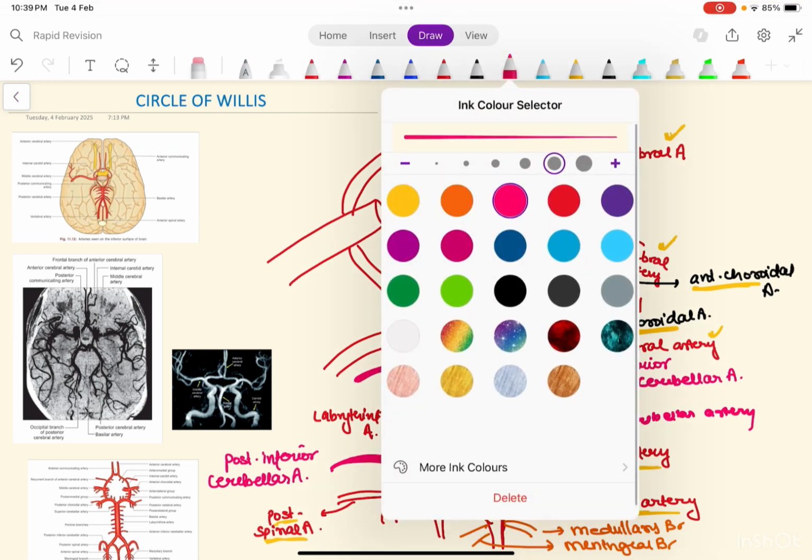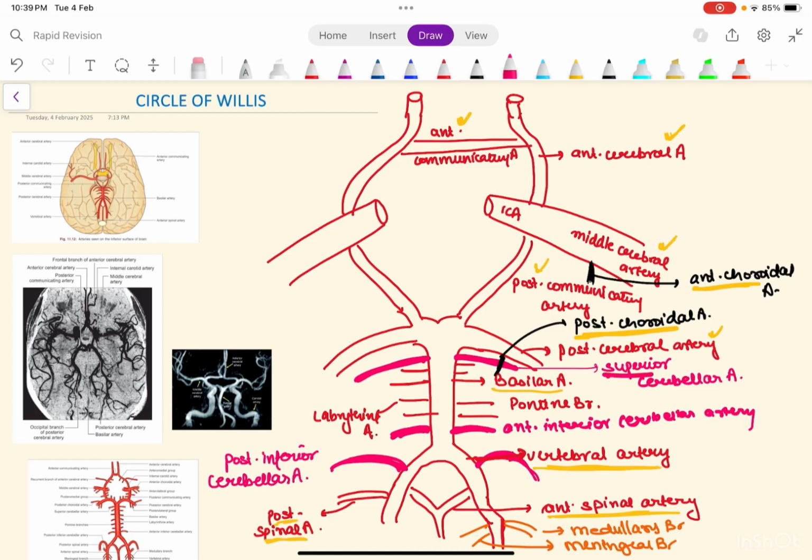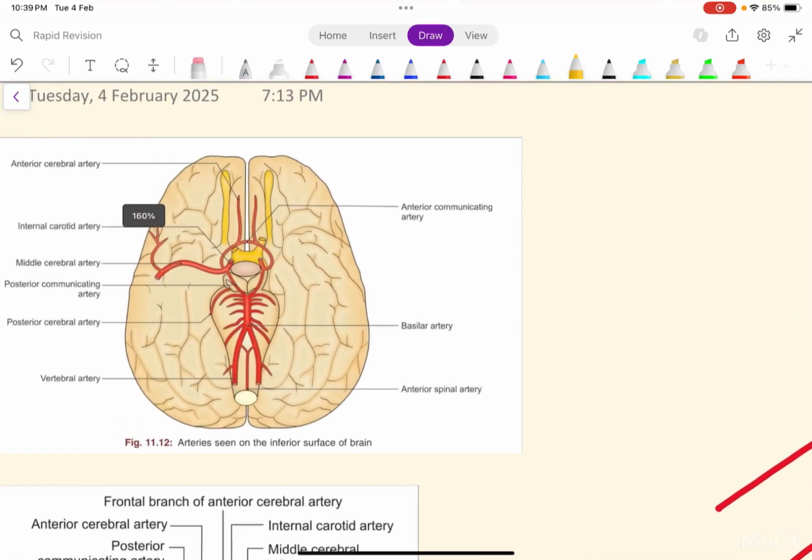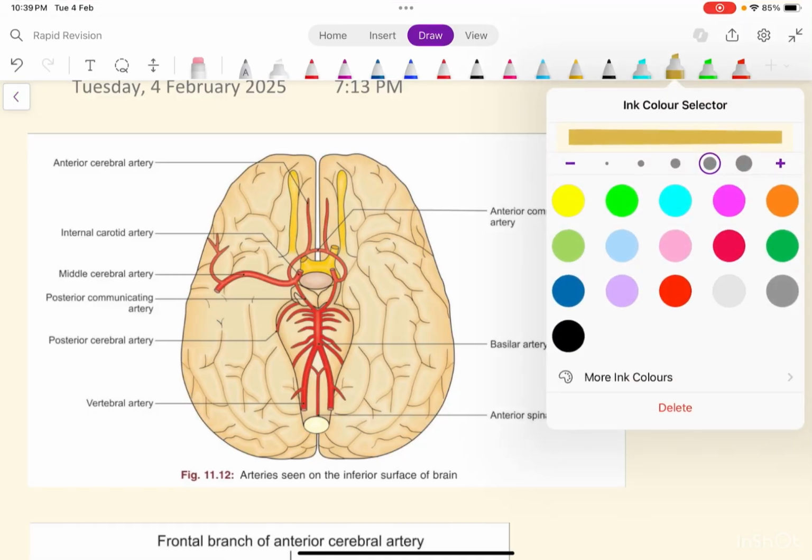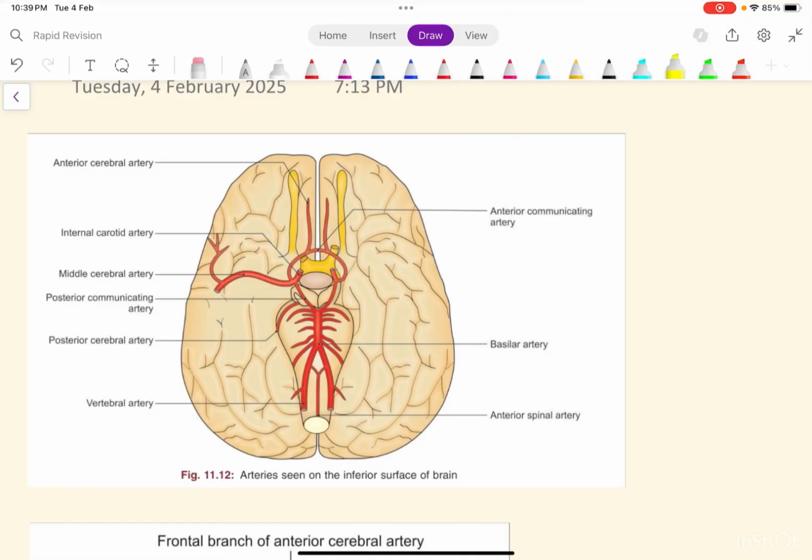Then we have the cerebellar artery, which is different, which I've drawn in pink. So you have superior and inferior. Inferior is further divided into anterior and posterior. Okay, anterior and posterior. All right, now let's go through the diagrams and solidify our concept.